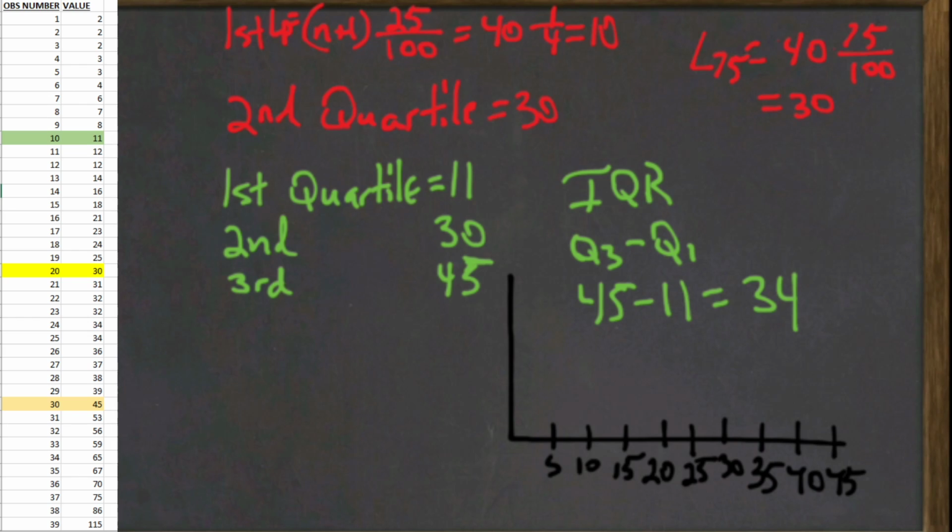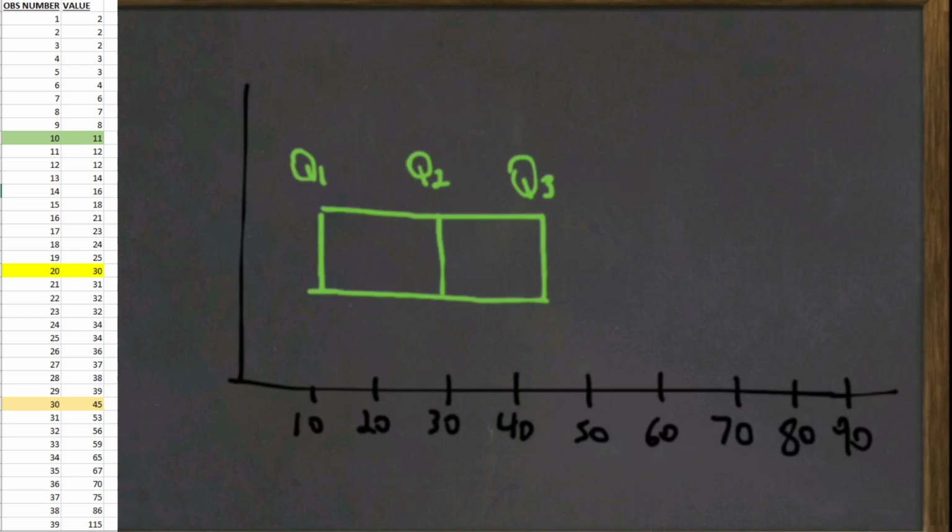I said we're going to build some whiskers. And the whiskers are going to extend 1.5 times the IQR, that's kind of the default length of the whiskers, and we'll see that sometimes that varies. So 1.5 times 34 is 51. Okay, so I'm going to jump back, and we're going to build whiskers that go a length of 51.